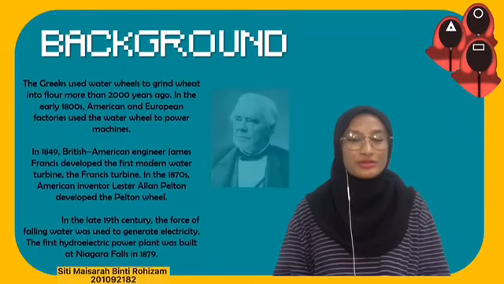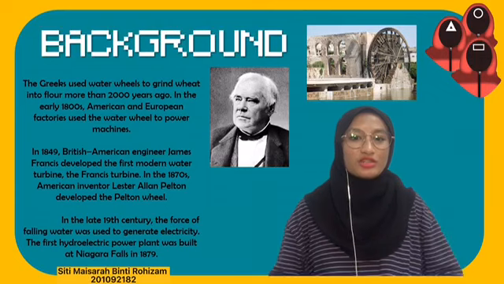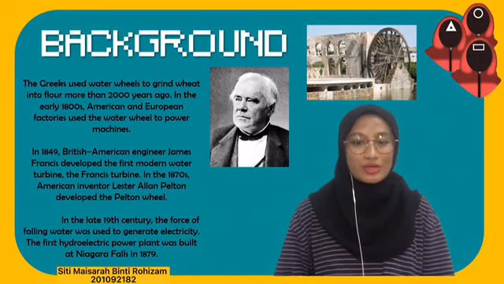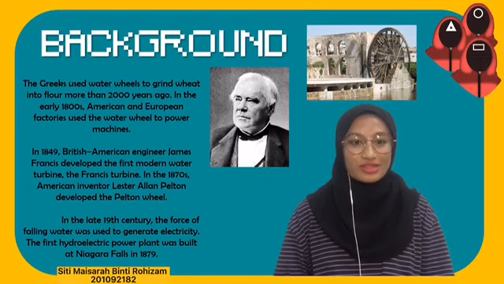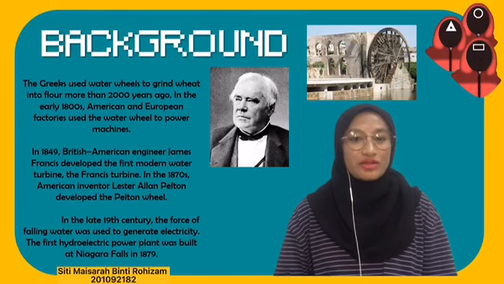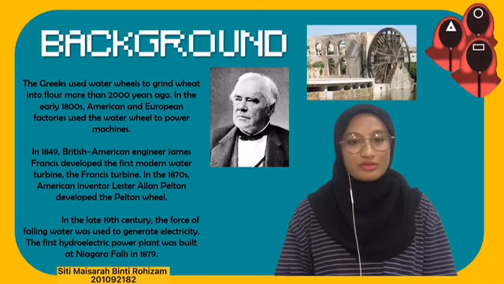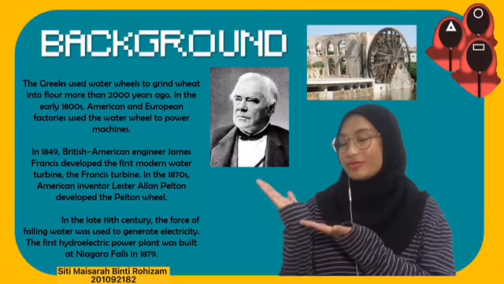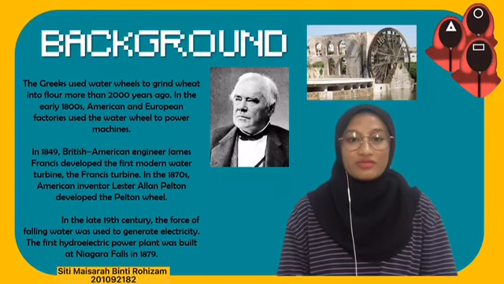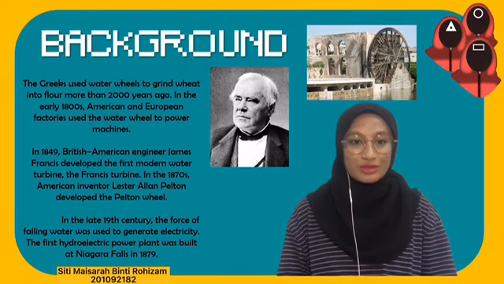Now, we go to the history and background of hydropower generation. Hydropower has been used for centuries. The Greeks used the water wheel to turn grain into flour more than 2,000 years ago. In the early 18th century, American and European factories used the water wheel to power machines. In 1849, British-American engineer James Francis developed the first modern water turbine, the Francis turbine, which remains the most widely used water turbine in the world today.